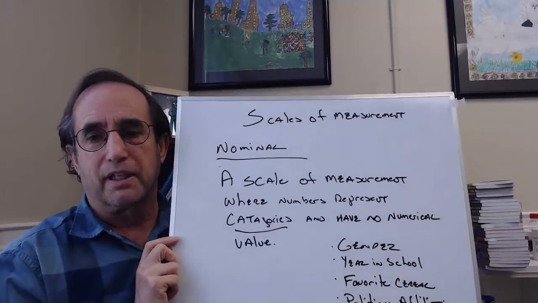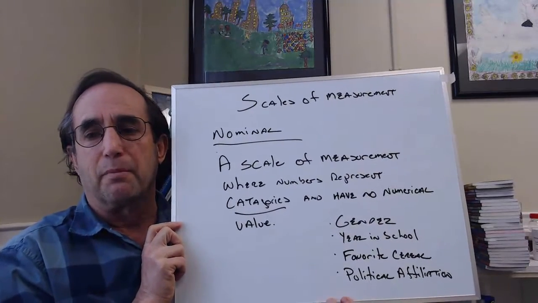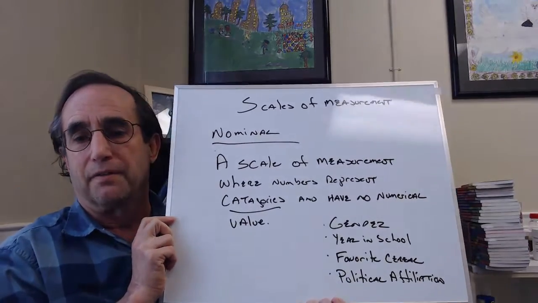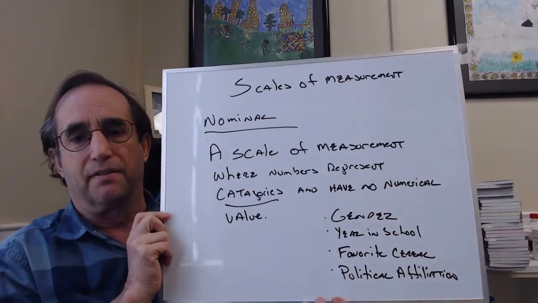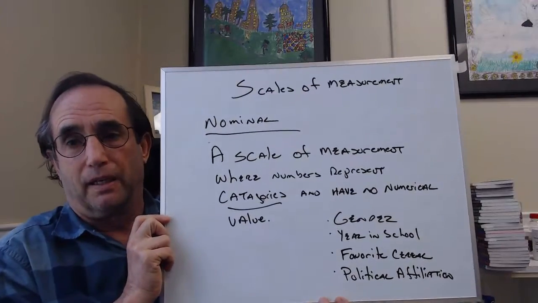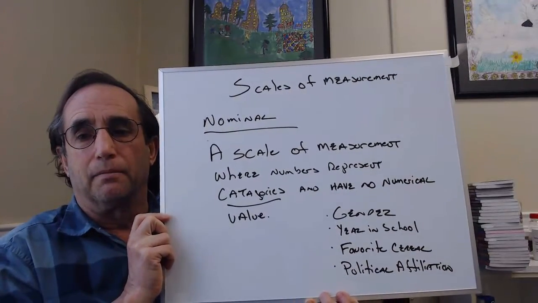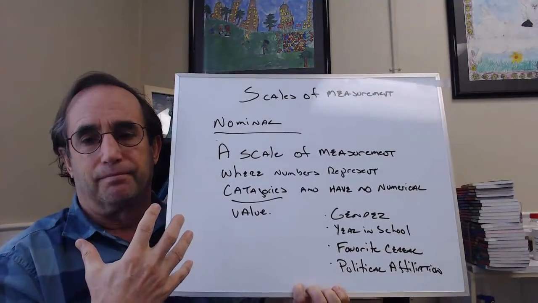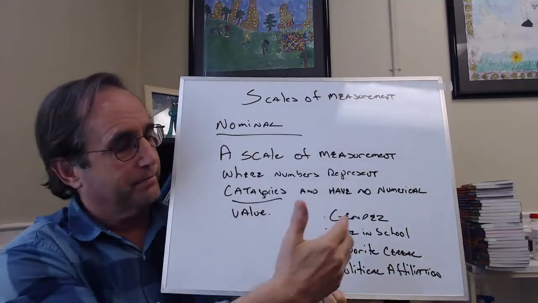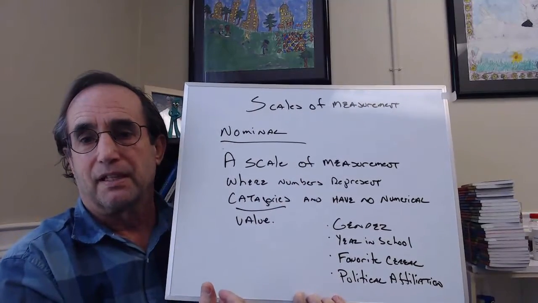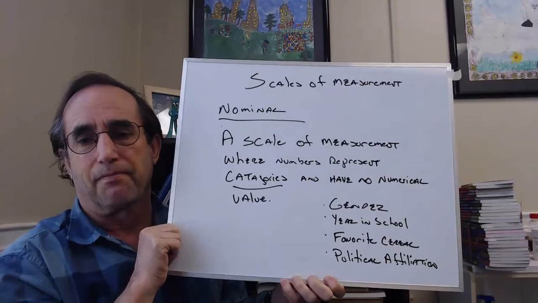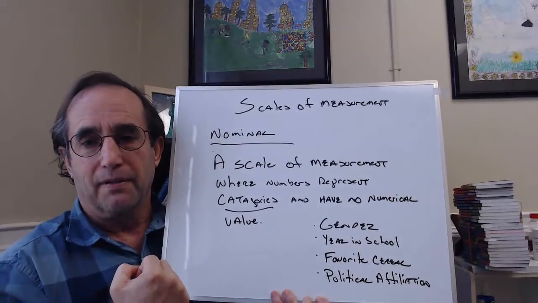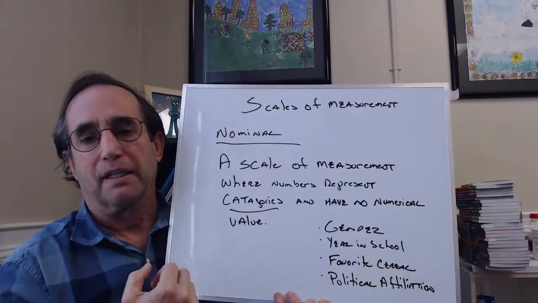So the nominal scale of measurement is a scale of measurement where numbers represent categories and have no numerical value. That's the definition that's in the textbook. It's a basic definition of nominal variables. They're often called categorical variables because, as the definition says, the numbers represent categories. And most anything you're collecting in terms of demographic information in an experiment is nominal.